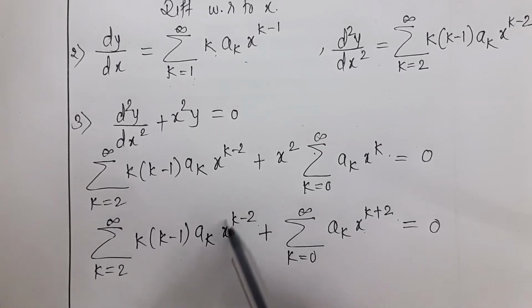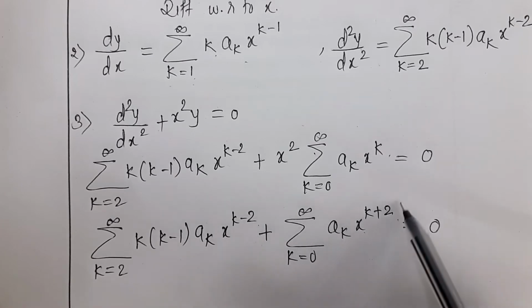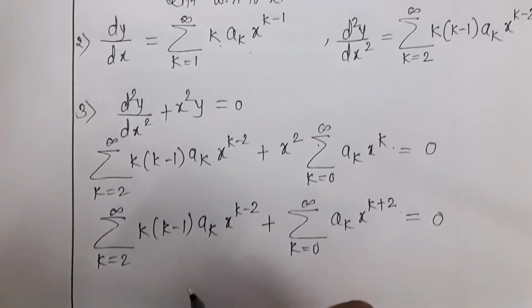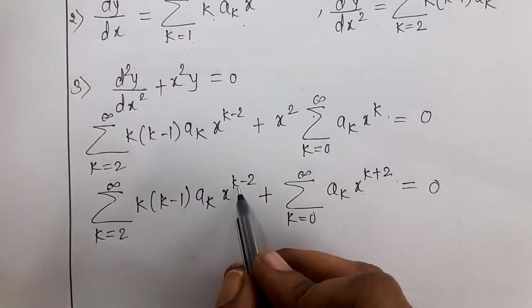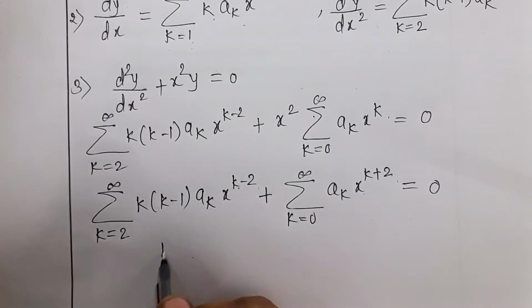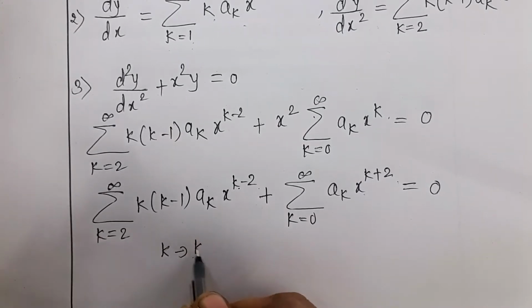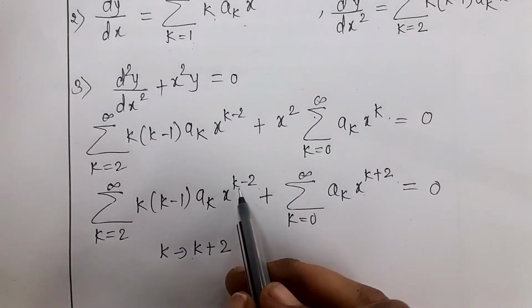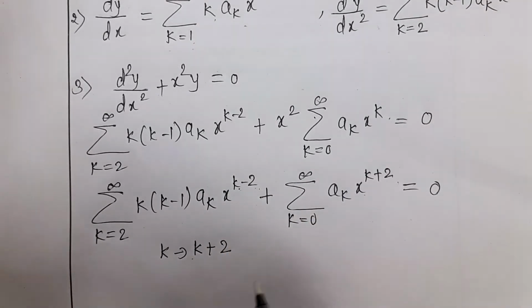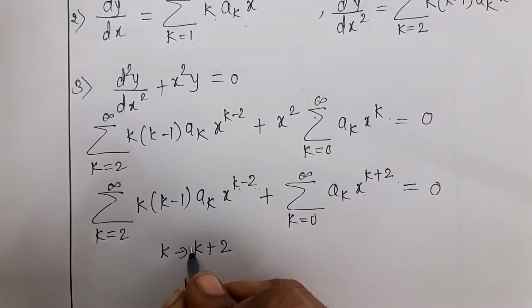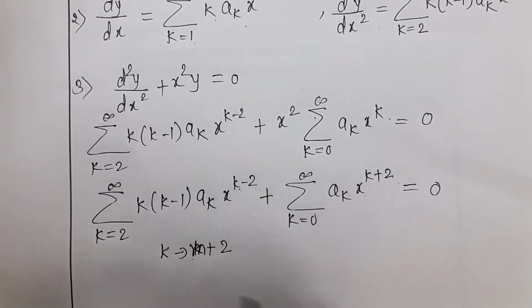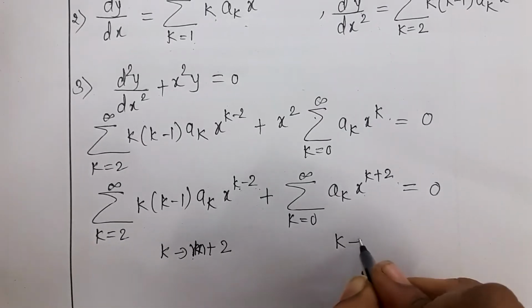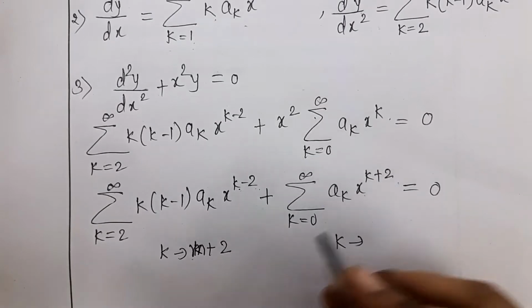So first we are trying to convert x to the power k minus 2 and x to the power k plus 2 to the same power. For that we are going to substitute k by k plus 2 here. If we replace k by k plus 2, then k plus 2 minus 2 is k, and we get x to the power k. Instead of k, we can take another variable, let it be m plus 2.